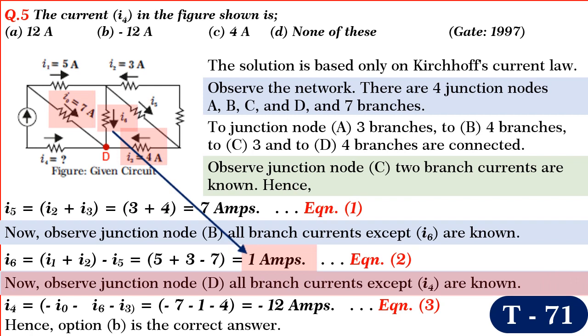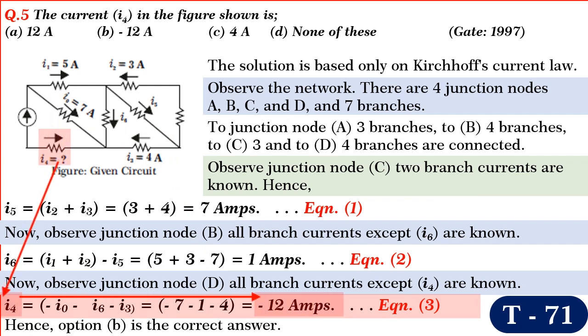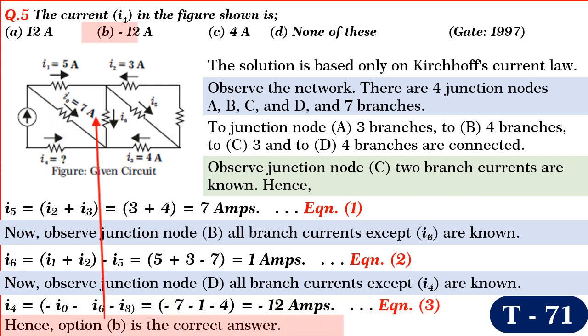All branch currents except I4 are known. Hence, I4 is equal to minus I0 minus I6 minus I3. By substituting the values, we get I4 is equal to minus 12 amperes. Hence, option B is the correct answer.